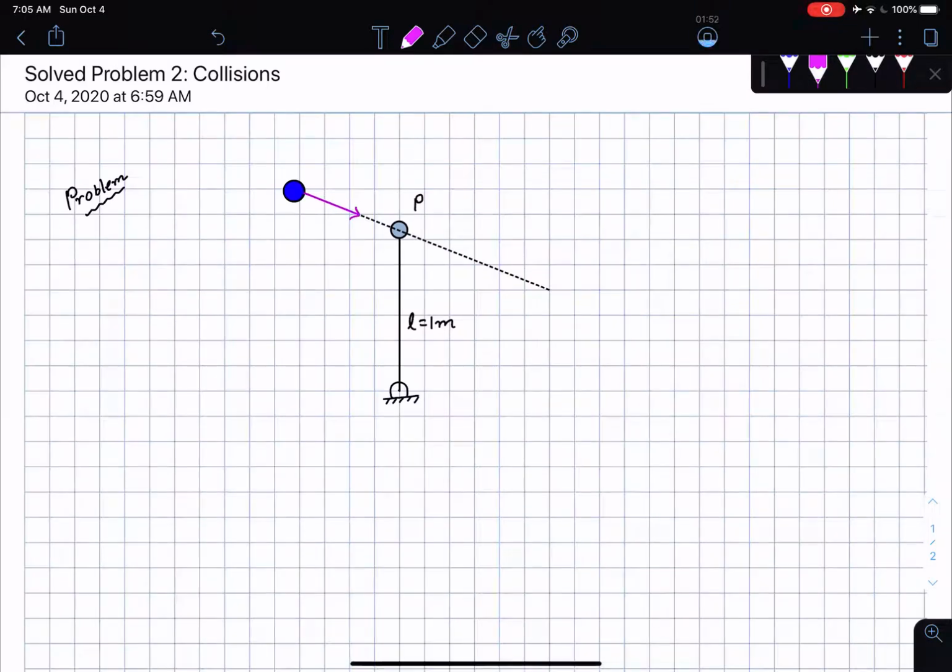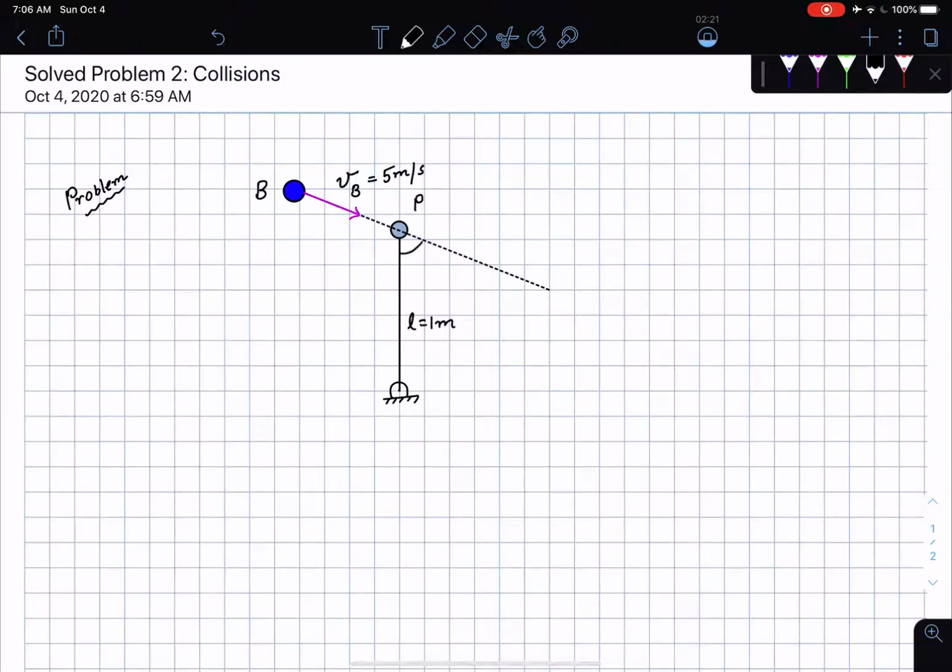Okay, so this is the ball B, and the velocity of the ball right before it impacts the bob of the pendulum is 5 meters per second. So this is going to be the velocity of the ball, which is 5 meters per second, and let us say that the angle between this line that I have just drawn and the vertical is 45 degrees.